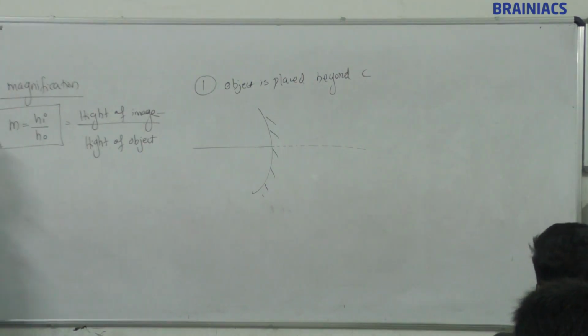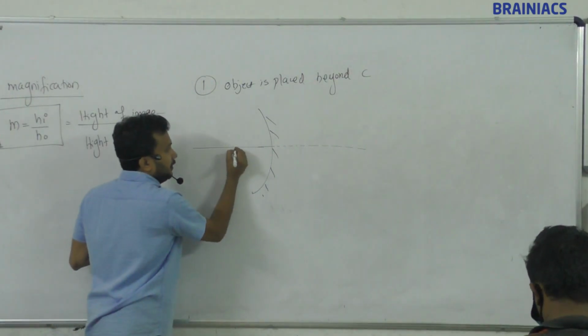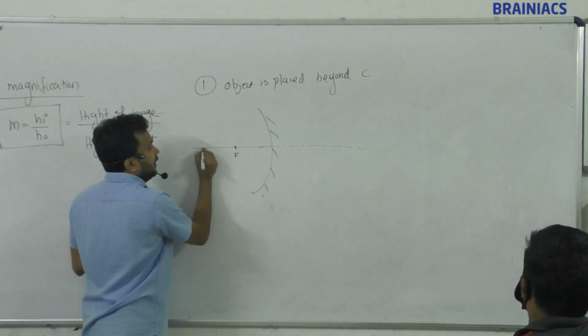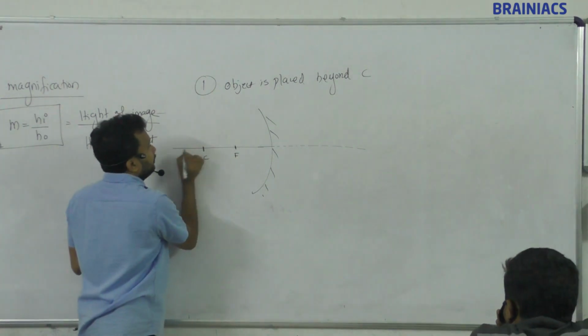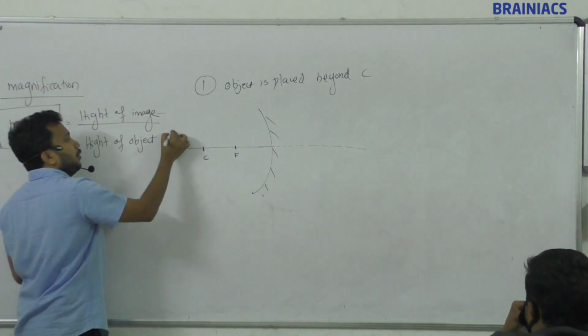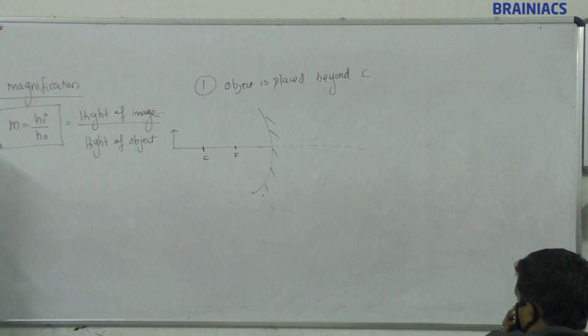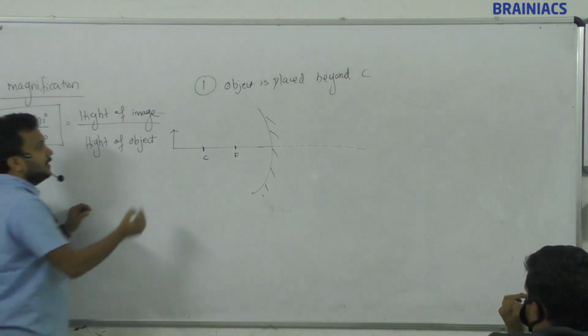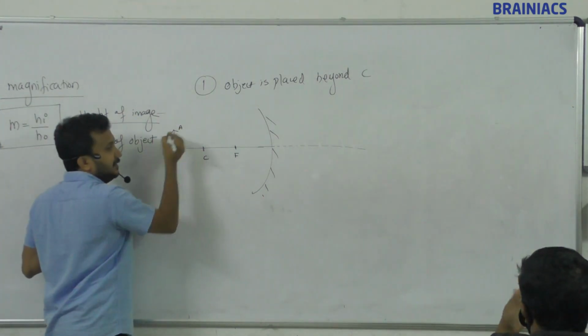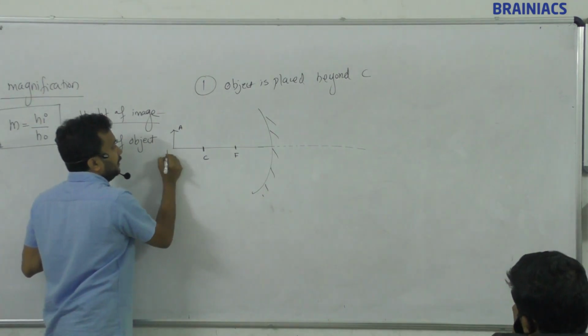Okay, so we'll mark the first thing. F will be there, and 2F is the center of curvature. We assume we have placed one object like this. Here we are considering extended objects, as we told in the last class. We can consider the head as A and the foot as B.